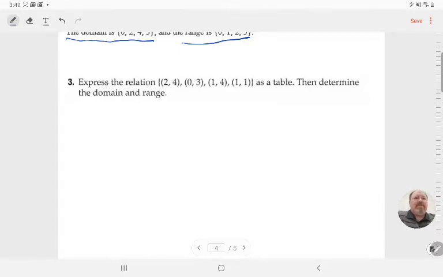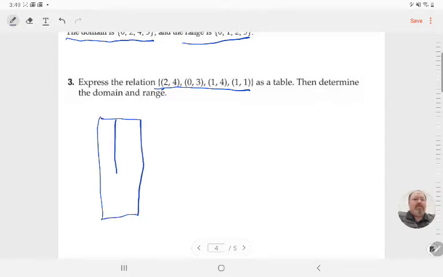Okay, let's see. So express the relation of these coordinates as a table, then determine the domain and range. So they just want a table. So I could draw a table with x's and y's, and I put all of my x's: 2, 0, 1, and 1. I put all of my y's: 4, 3, 4, 1. Okay?